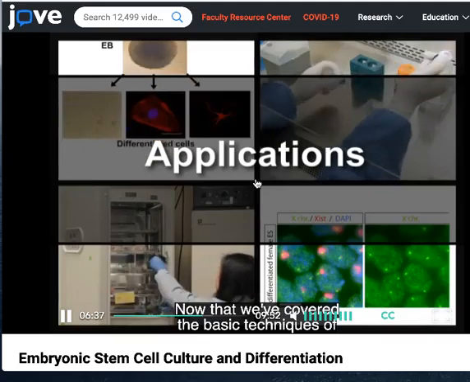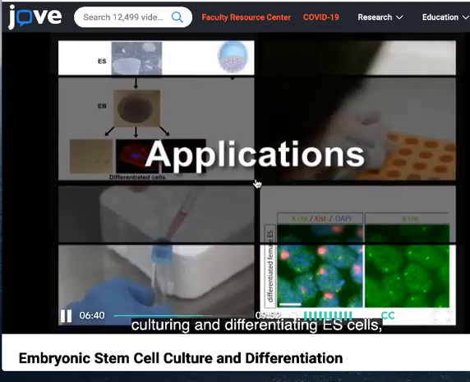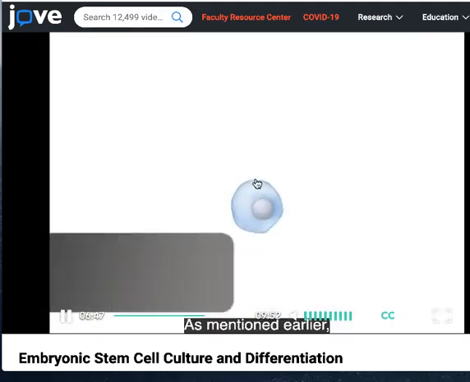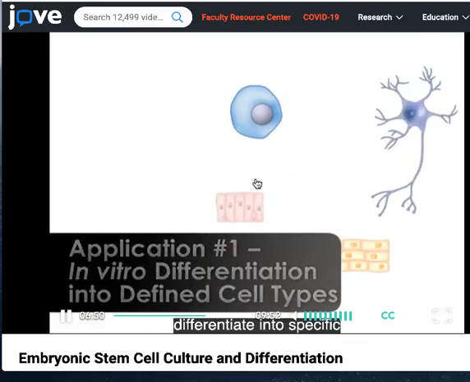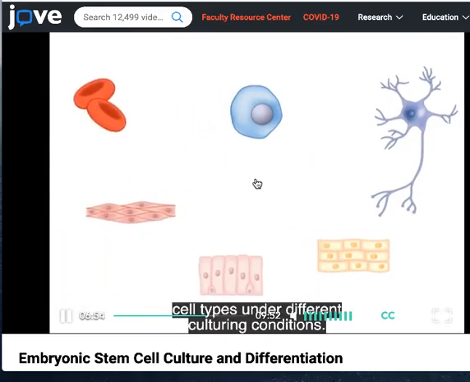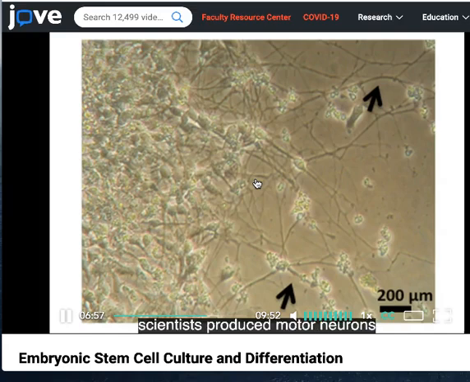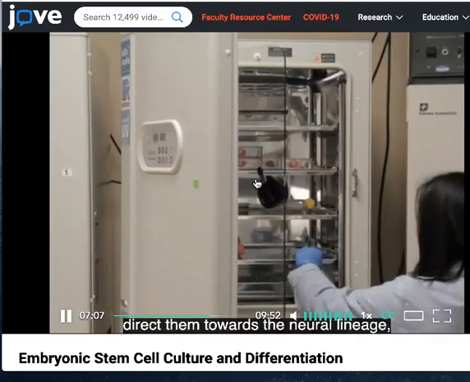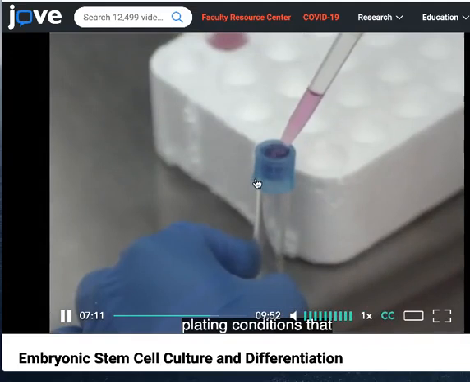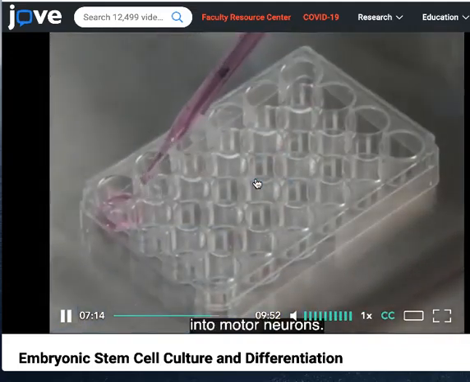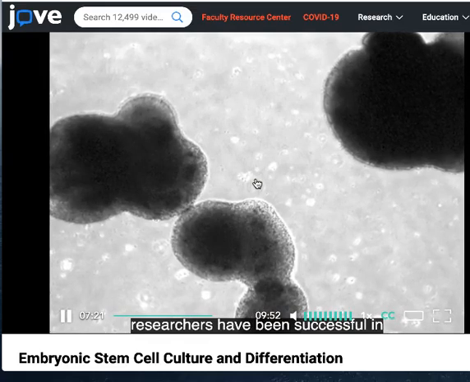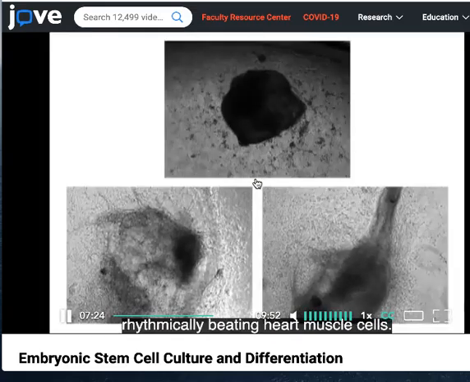Now that we've covered the basic techniques of culturing and differentiating ES cells, let's look at how they are tailored for specific experimental needs. As mentioned earlier, ES cells can be directed to differentiate into specific cell types under different culturing conditions. In this experiment, scientists produced motor neurons from human ES cells. This was done by first adding factors to differentiating embryoid bodies that direct them towards the neural lineage, followed by chemicals and plating conditions that turn these cells specifically into motor neurons. Using similar approaches, researchers have been successful in differentiating ES cells into rhythmically beating heart muscle cells.